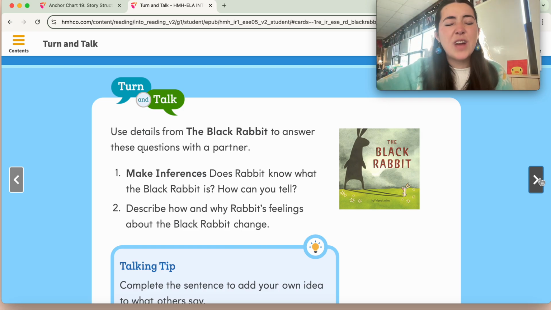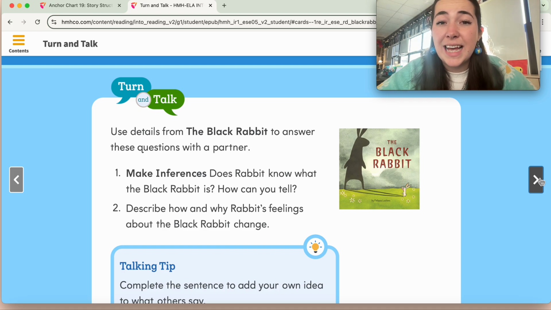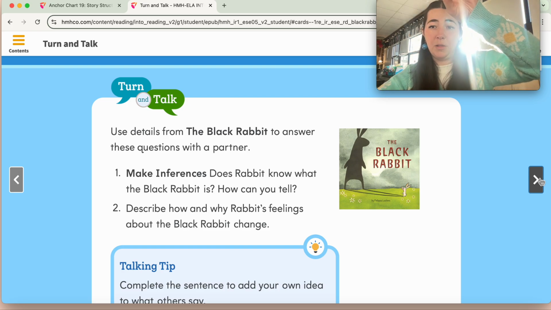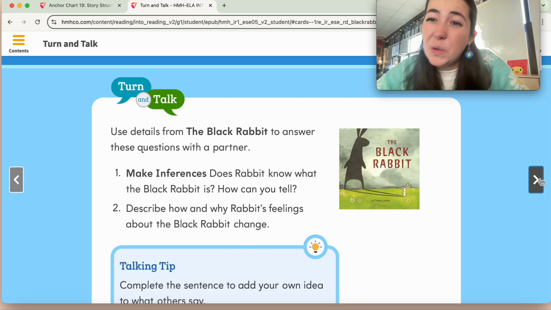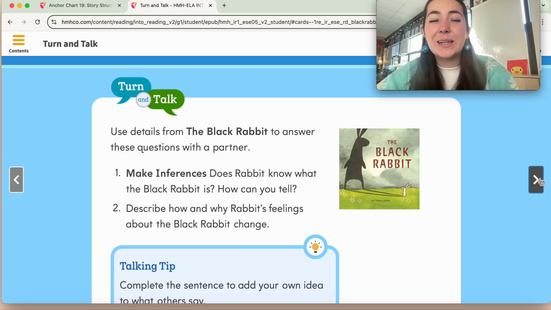In the middle, he tried different ways to get rid of the black rabbit. He tried to run away. He tried to hide behind a tree. He tried to swim. He tried hiding in the forest, and none of those things worked. So he's trying to solve the problem. And the end of our story, our solution, was that the black rabbit ended up scaring the wolf away from him, and he realized the black rabbit wasn't trying to hurt him after all. The black rabbit was actually a friend of his, or his shadow, we know as the readers.